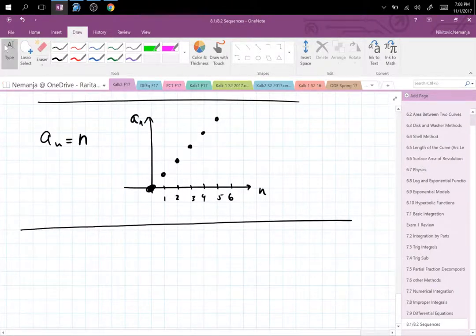Well, since the popular demand, b n is equal to 3 halves n minus 1.